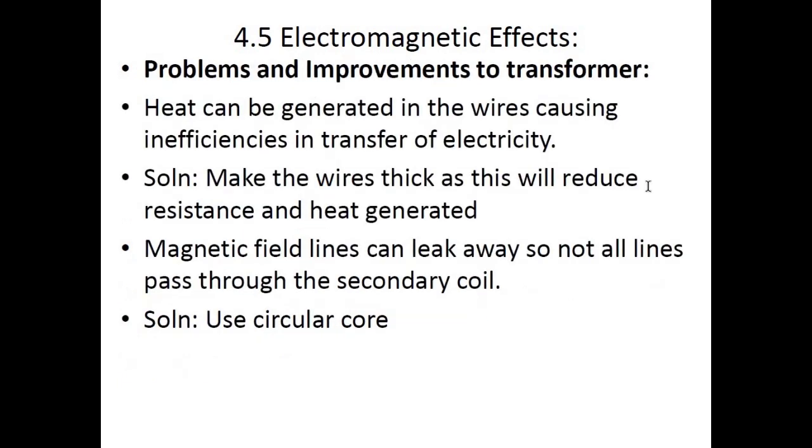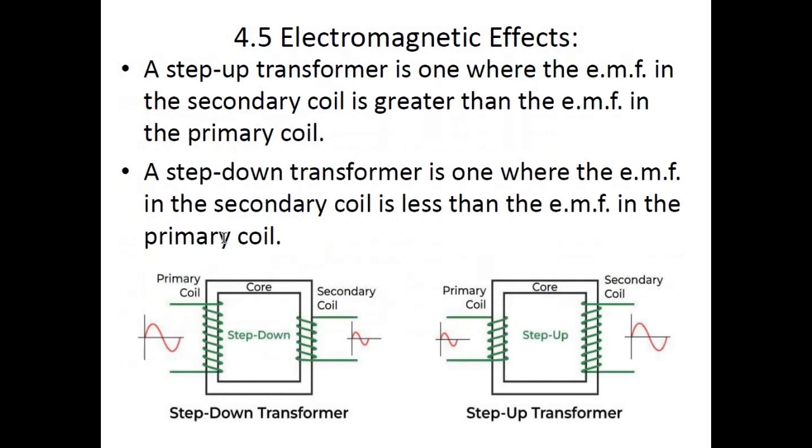Problems and improvements to the transformer. Heat can be generated in the wires, causing inefficiency in the transfer of electricity. In order to solve it, make the wires thick, as this will reduce resistance. Magnetic field lines can leak away, so not all lines pass through the secondary coil. As a solution, use a circular core instead of a rectangular core.